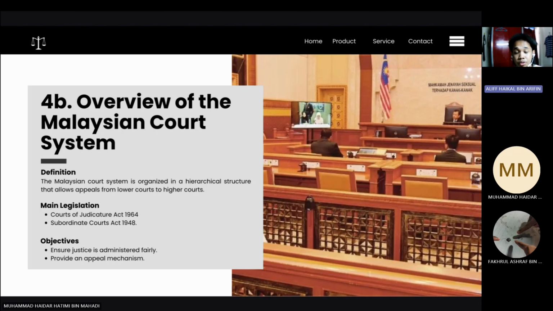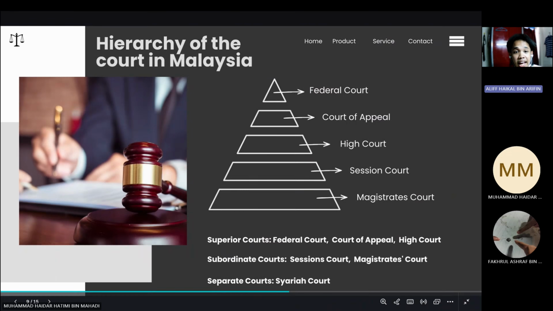As we navigate this today, keep its two core objectives in mind: ensuring justice is administered fairly and providing a robust appeal mechanism so trial courts never get the absolute last word without checks and balances. Let's look at the actual map.